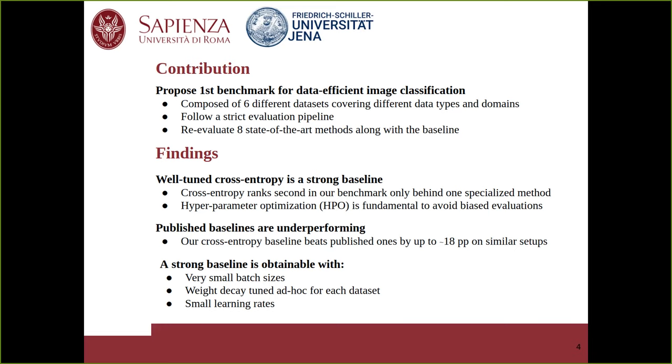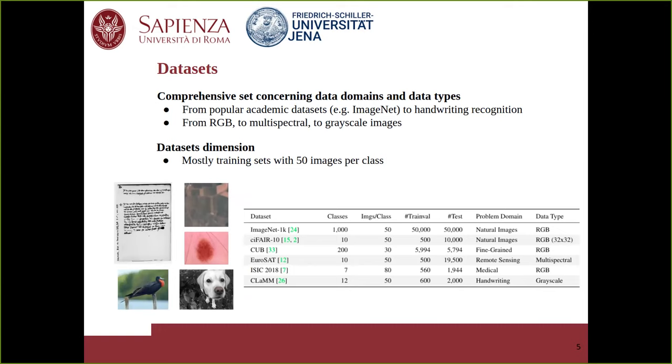So talking about the datasets, we design our benchmark to be as comprehensive as possible concerning data domains and data types, always keeping a balance with respect to the computational demand needed to evaluate a method. So we started from two popular academic datasets, that are ImageNet and CIFAR-10. And to this couple, we added CUB, a very popular fine-grained image classification dataset about bird classification. We also added EuroSAT, a remote sensing dataset, ISIC 2018, which belongs to the medical domain, more particularly about classifying skin lesion images. And finally, CLaMM, a handwriting classification dataset in which you have to classify medieval scripts.